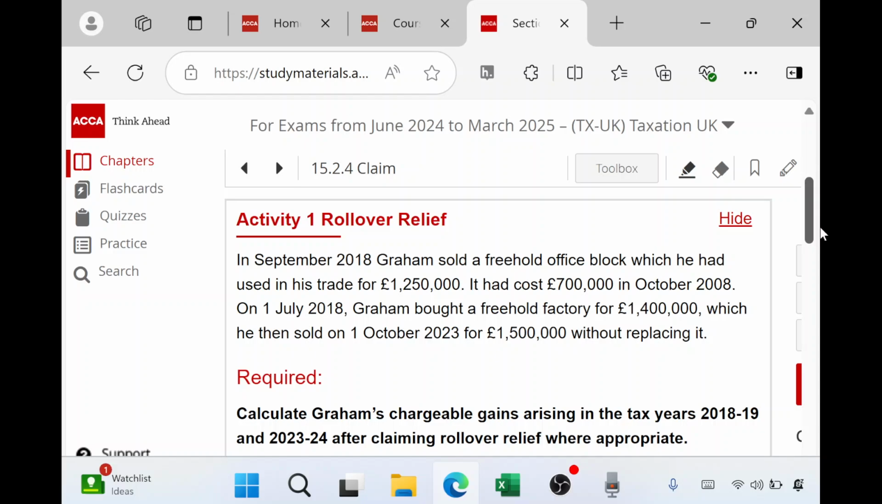In summary, not an extremely difficult question, but at least it's taken us through the basic mechanics of rollover relief where we have full proceeds reinvested. Watch for scenario number 2 where not all of the proceeds are invested. And also watch for depreciating assets, which are slightly different.